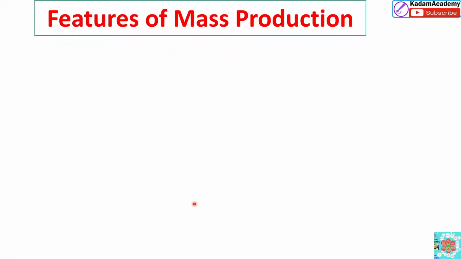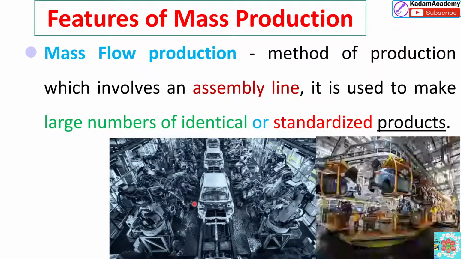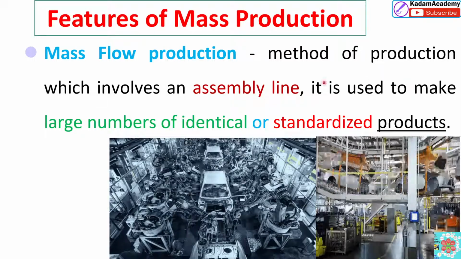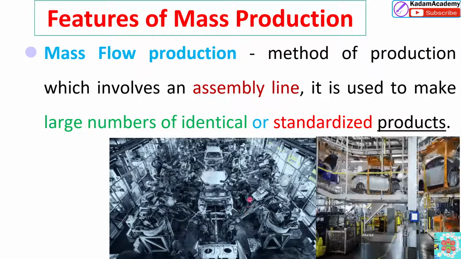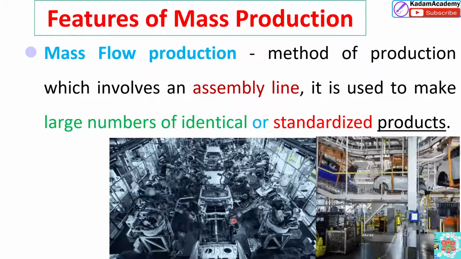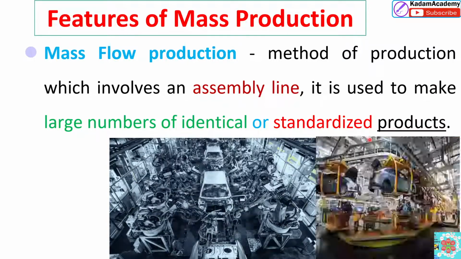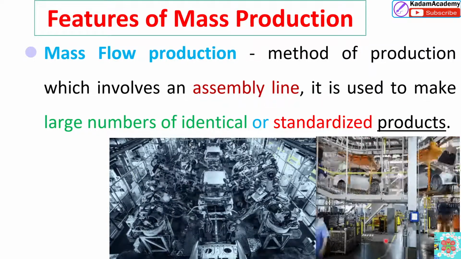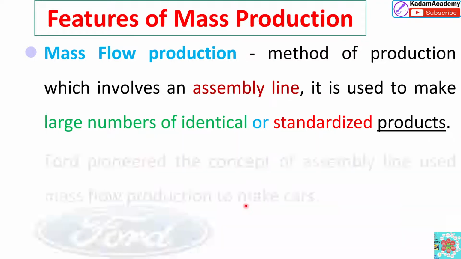Before we go to other examples, let us look at the features of mass production. Mass flow production is the method of production which involves an assembly line. You can visualize the assembly line. They are doing assembly; nowadays robots are doing assembly, and it is used to make a large number of identical or standardized products. Continuously, they are assembling using robots or manpower.